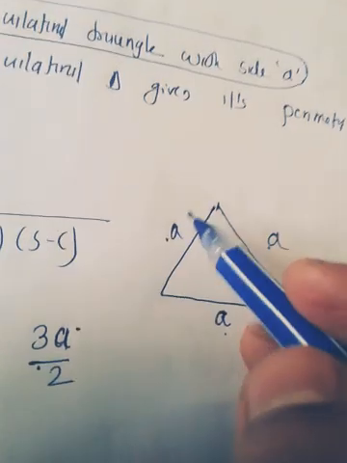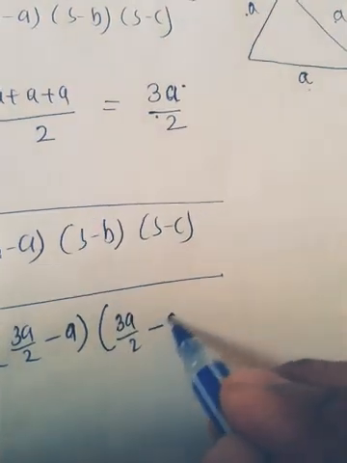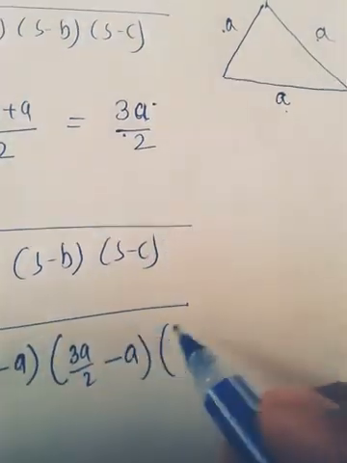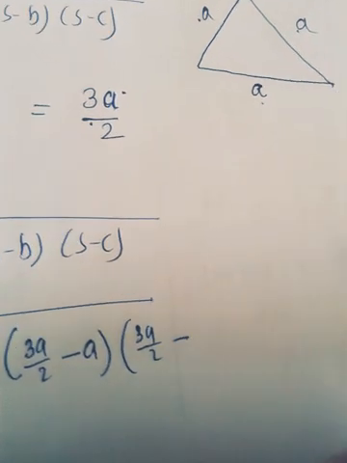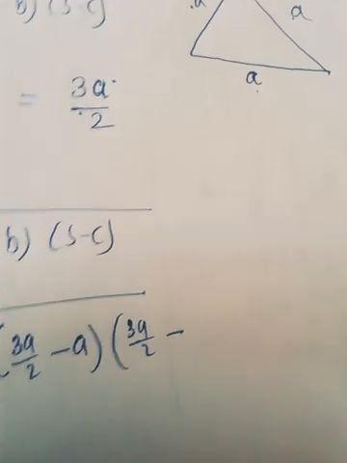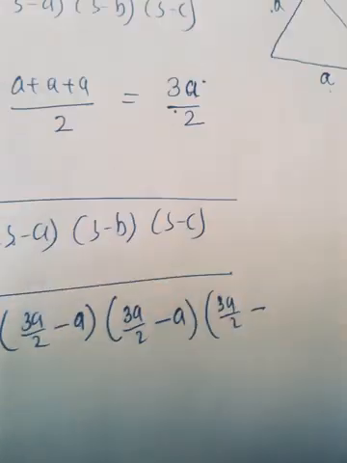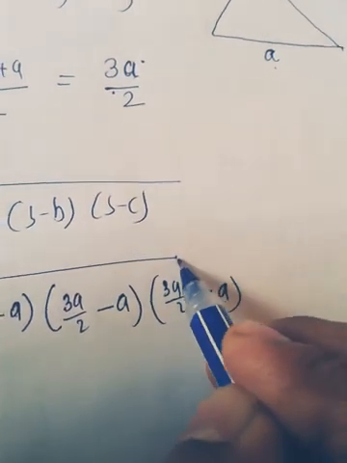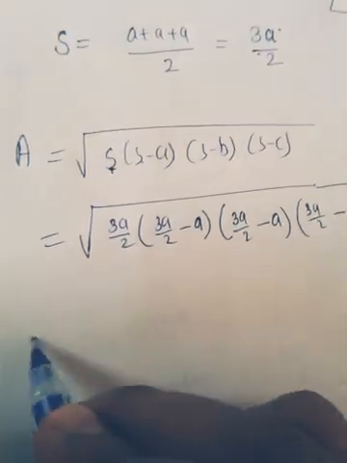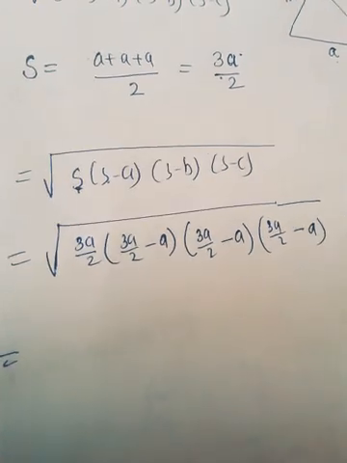Minus B means the second side, that is again A, isn't it? A. Then S minus C. S is 3A by 2, minus C. C stands for the third side, that is again A. So A. Clear? So now just see.